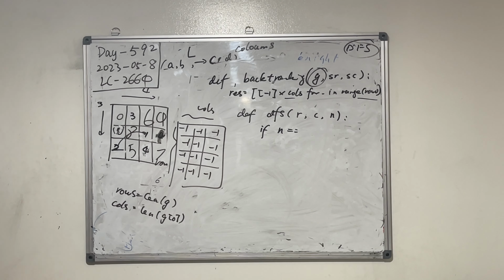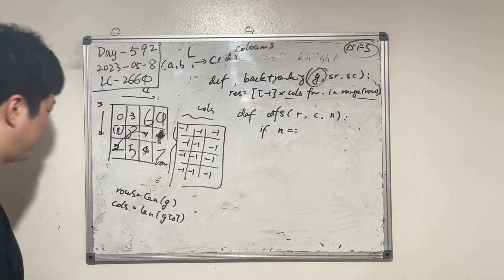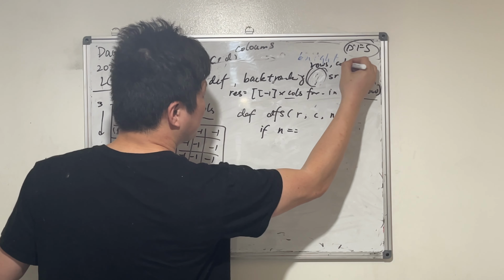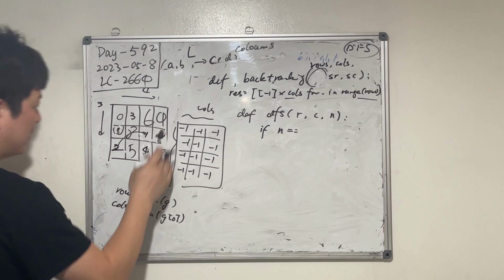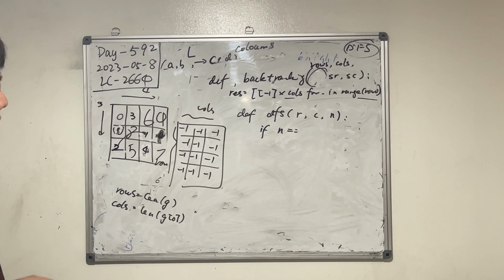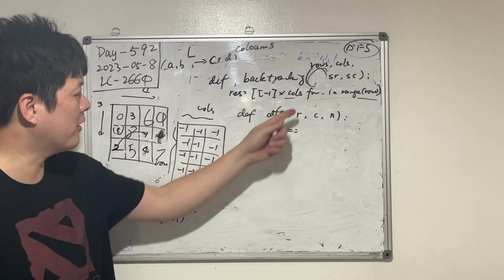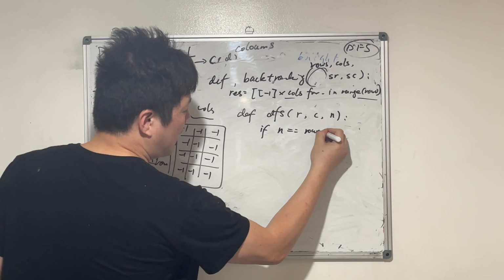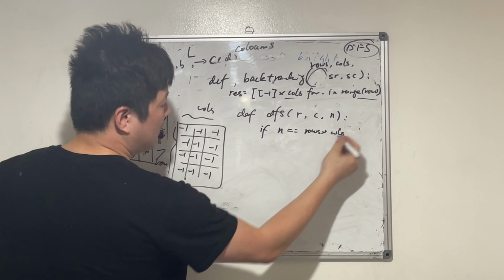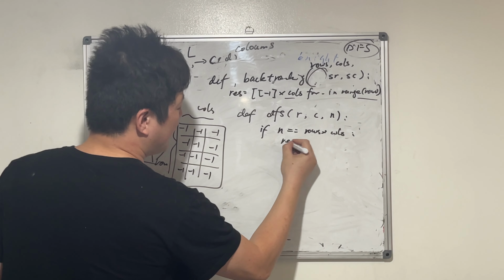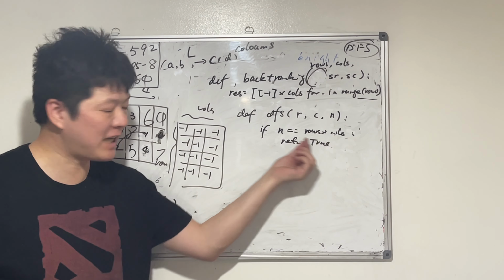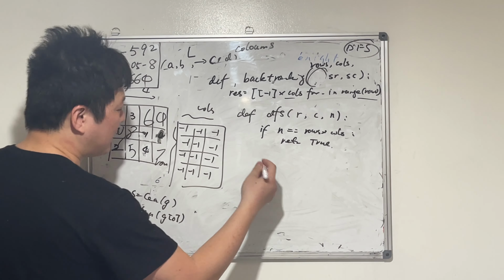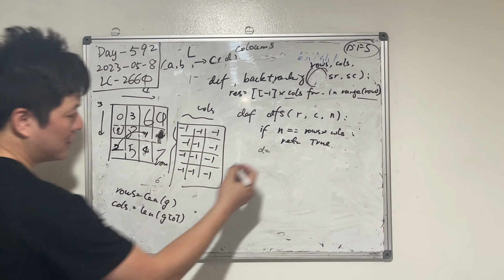Actually, do we need to pass in the grid? No, right? Because we just want to know the rows and columns. We don't need to pass the original grid. So if n equals rows times columns, then we return true. We're reaching the end, we return true. Otherwise, there are 8 possible next positions, right? So what are the offsets for the rows and columns?